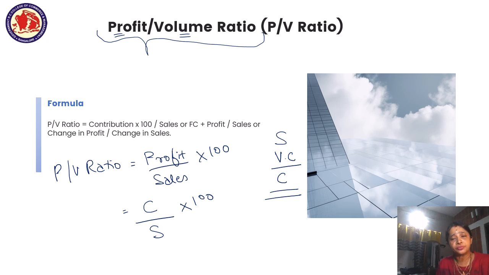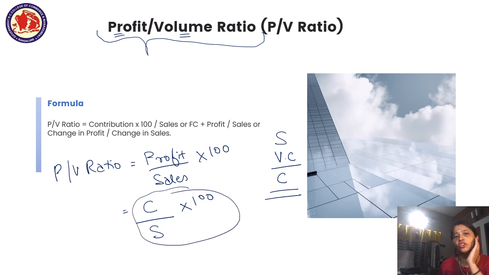So the name of the formula itself will tell you what the actual formula is. Profit volume ratio is PV ratio. PV means profit divided by volume. Profit means we don't talk about the actual final profit, we talk about contribution. Volume means sales, C by S into 100. So this is your PV ratio formula.